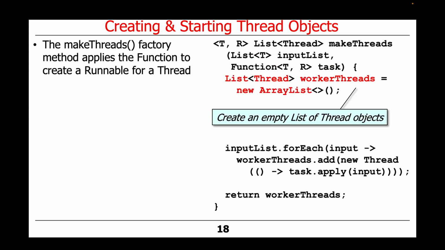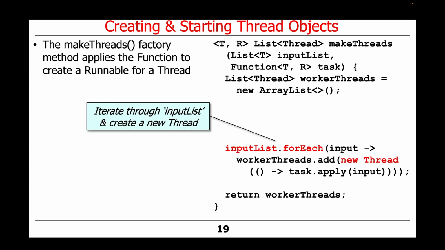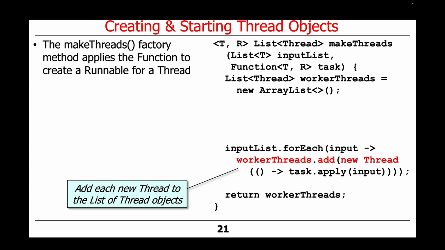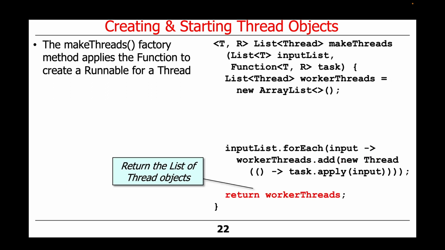The makeThreads method begins by creating an empty list of thread objects. It then iterates through the input list and creates a new thread for each element. The task function parameter is applied to create a runnable that provides the computation for each of the thread objects. Each new thread object that's created with that runnable passed from thread apply is then added to the list of thread objects. And finally, the list of thread objects is returned to the caller.